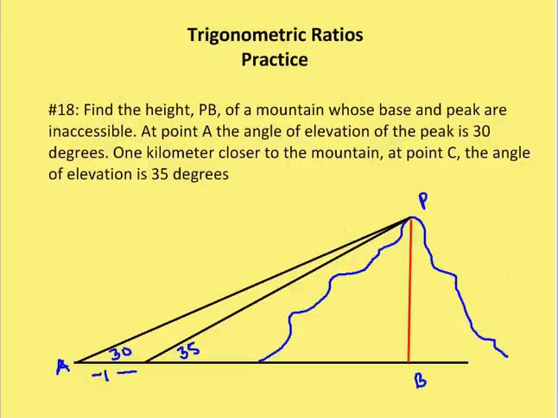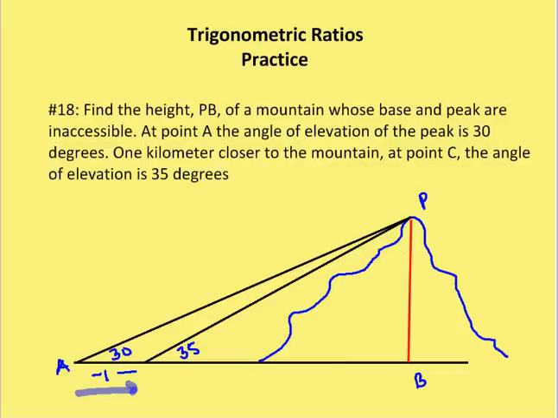Okay, next question. We're going to find the height. We have a mountain, and the height is PB, and we have two identified points, one in which from point A we see the angle of elevation is 30 degrees to the top of the mountain, and then we move 1 kilometer closer to the mountain, and we find that the angle of elevation now changes to 35 degrees. All right, so we have 35 degrees and 30 degrees. We have some relationship on the adjacent side, and now we want to find the opposite side.